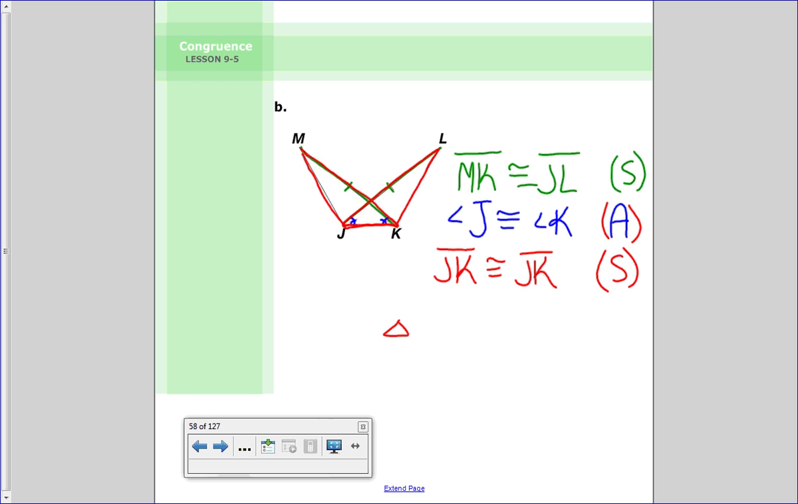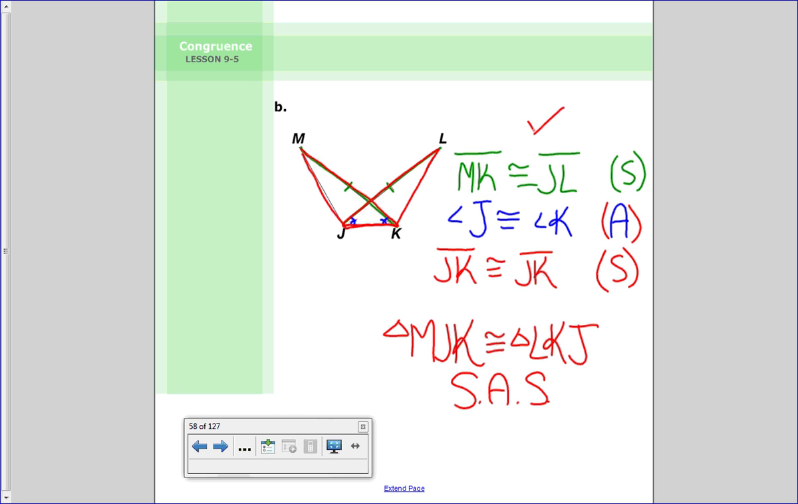So then triangle MJK is congruent to triangle LKJ due to side, angle, side. So when you do these, you have to first list the three ways in which they're congruent. So show three ways they're congruent. And then you can go ahead and make a general statement. Because these three facts are true, I know these two triangles are also congruent based on side, angle, side. I listed two sides and an angle.